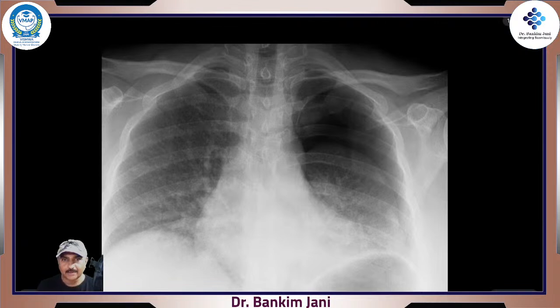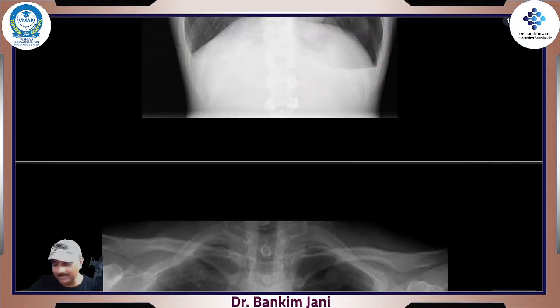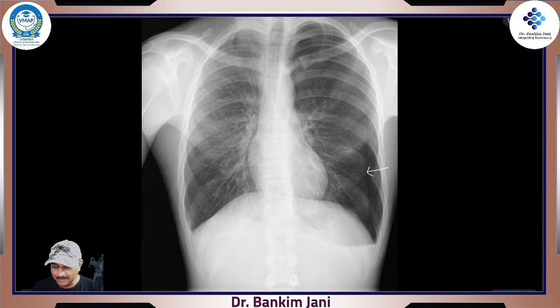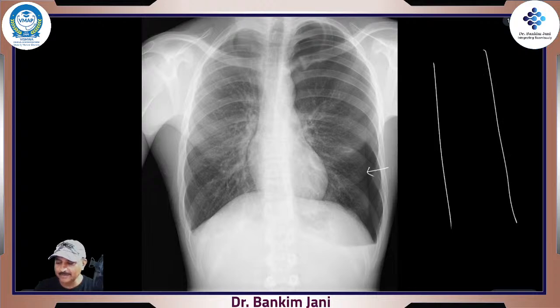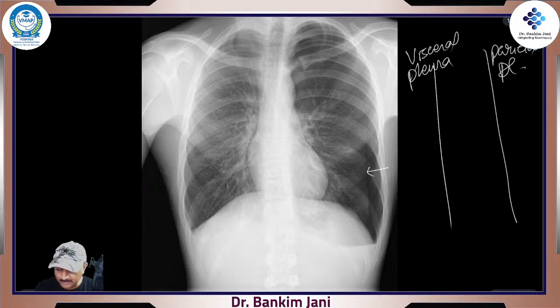See this again? You can appreciate that this is where there is pneumothorax. Like a membrane. Yeah, definitely. You never see this line. This line is the visceral pleura, and this outer one is the parietal pleura. So normally we don't see this line.